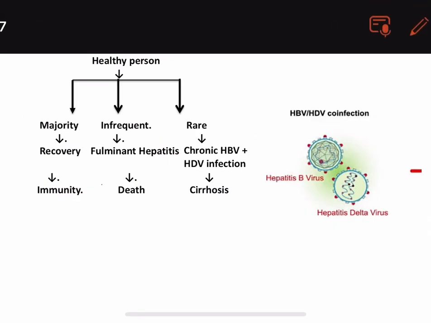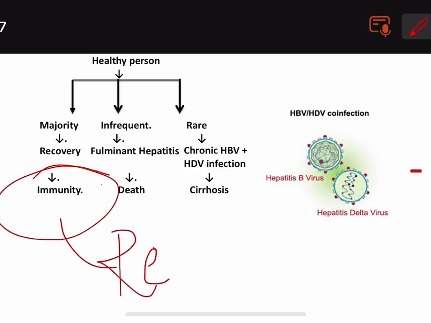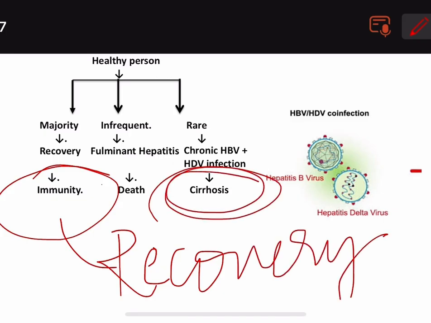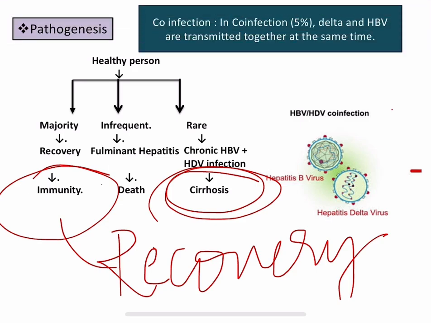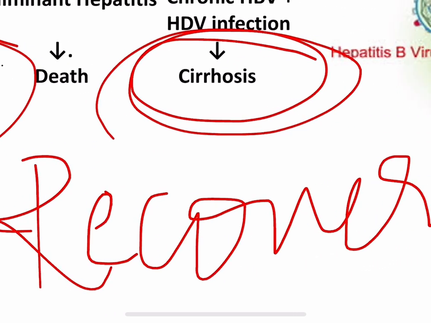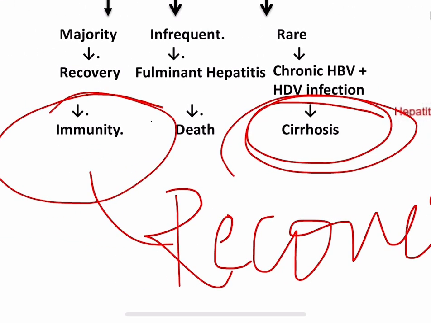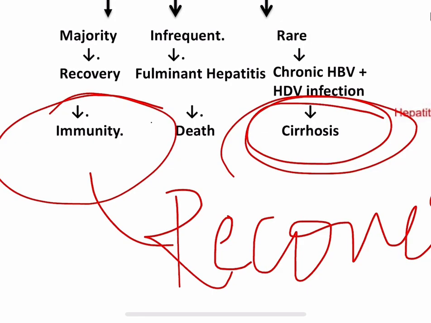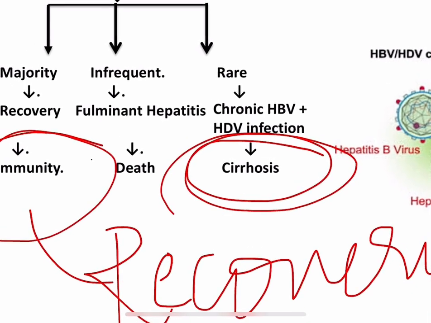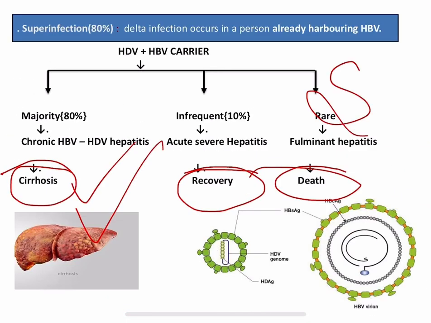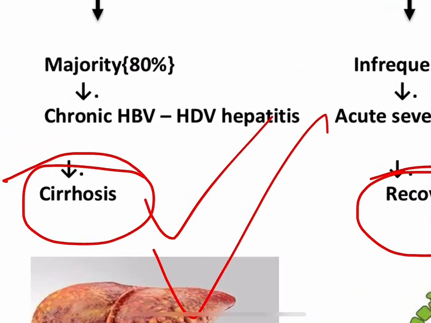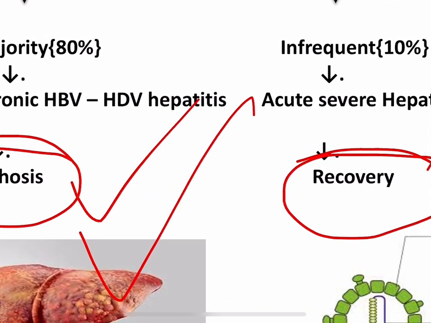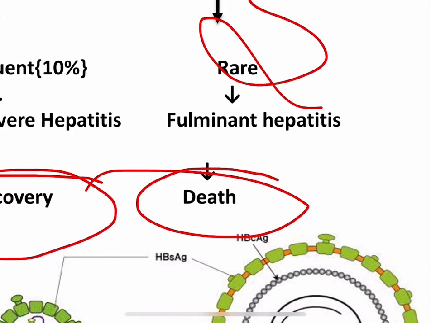Whereas in the co-infection, in the majority, they will cause recovery. Rarely there is cirrhosis. Is it clear? The outcomes, you need to be very clear with it. In the majority, if there is co-infection, it will result in recovery, infrequently death, and rarely there is cirrhosis. Whereas in superinfection, in the majority, it will cause cirrhosis and rarely there is death.